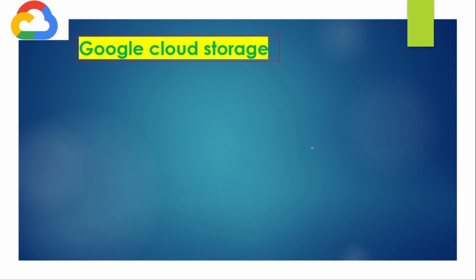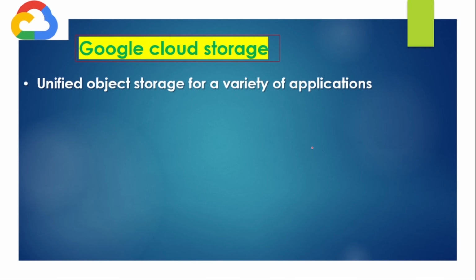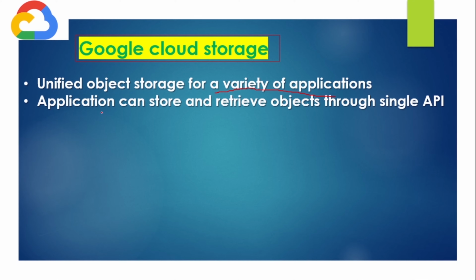So now let's have a look at Google Cloud Storage. This cloud storage provides us unified object storage for a variety of applications. These applications can store and retrieve the objects through a single API. So that means you have a storage device, and you can write the data in this storage device by using this API. And also if you want to retrieve this data, you have to use the API, and this API is provided by Google Cloud Storage service.